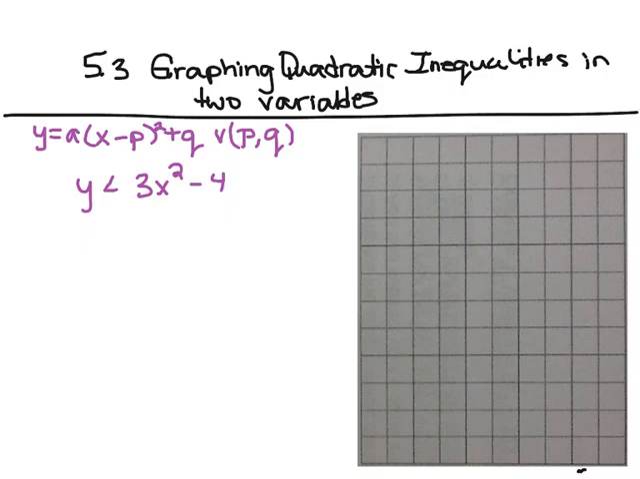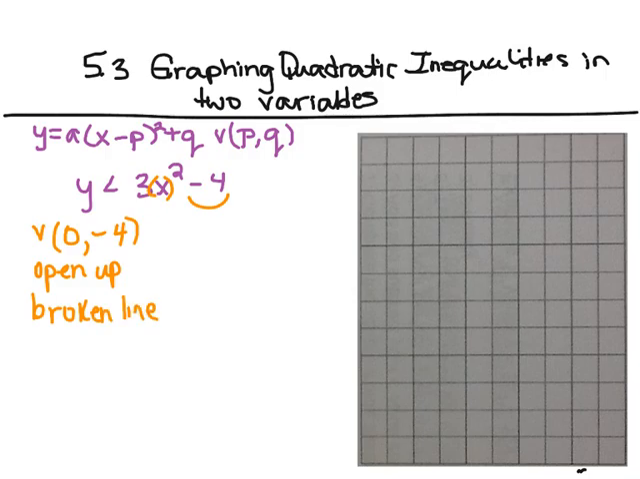First, we determine what the vertex is. Because x isn't moving left or right, it's 0, and our q is negative 4, so the vertex is 0 and negative 4. It's going to open up, and it's going to have a broken line because it's a less than sign, and it's going to have a vertical stretch of 3.